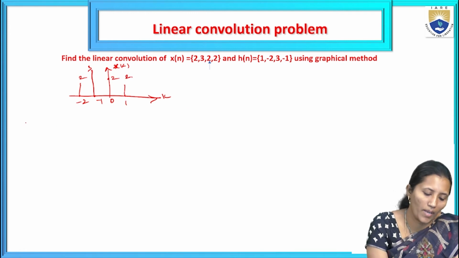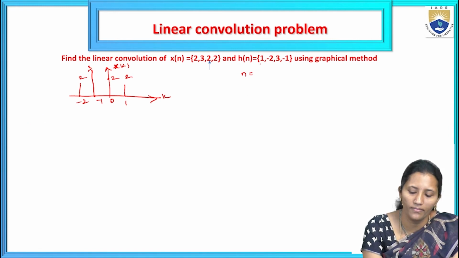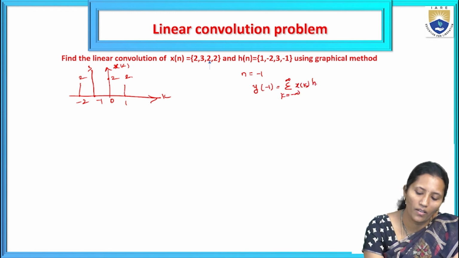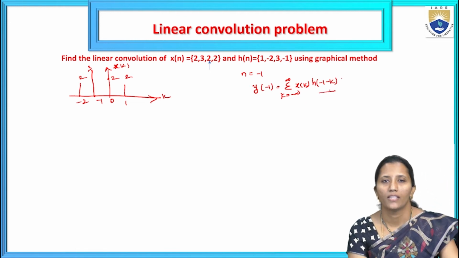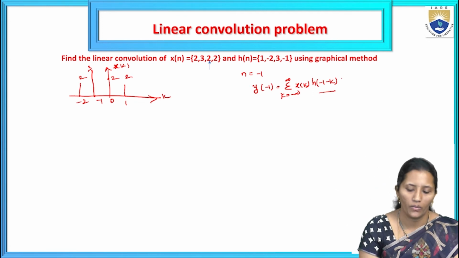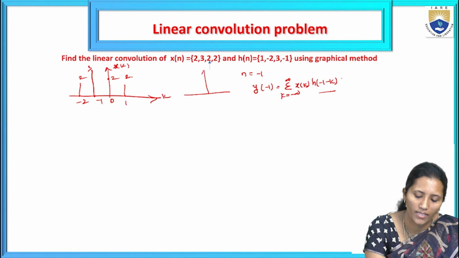For n is equal to minus 2, we already know about that one. After minus 2 we get minus 1. So for n is equal to minus 1, the formula is the sum over k from minus infinity to infinity of x of k into h of minus 1 minus k. So we have to shift the h of minus k sample to the right side by 1 unit. Here first we have to draw h of minus k. The 0th sample is 1 and the minus 1 sample is minus 2.